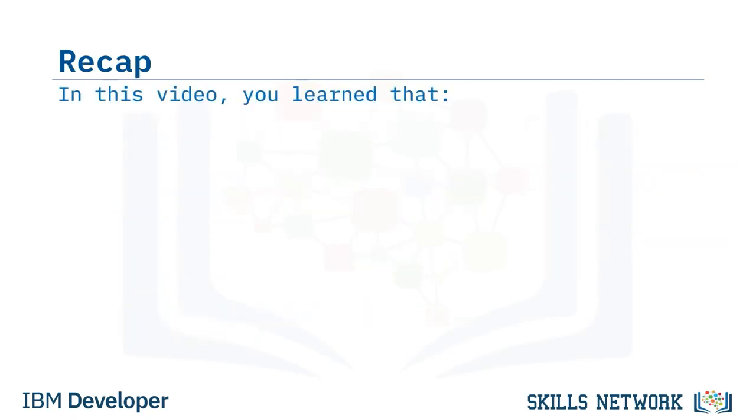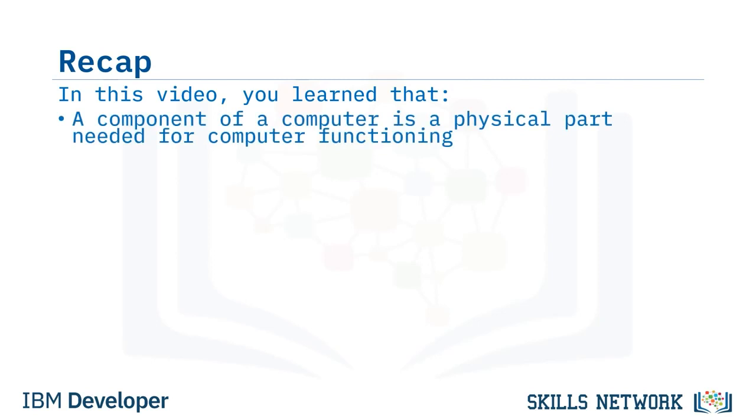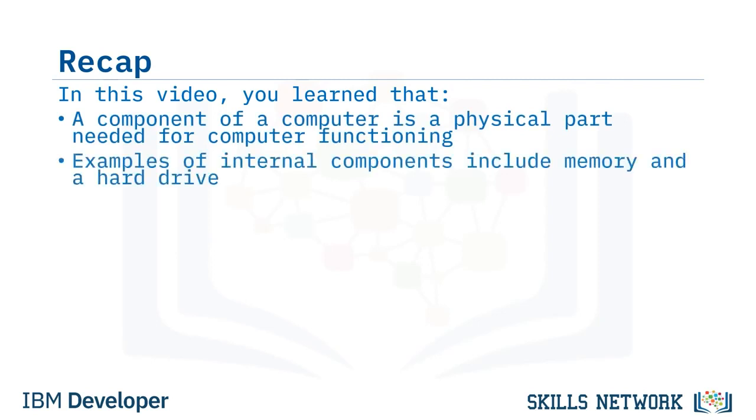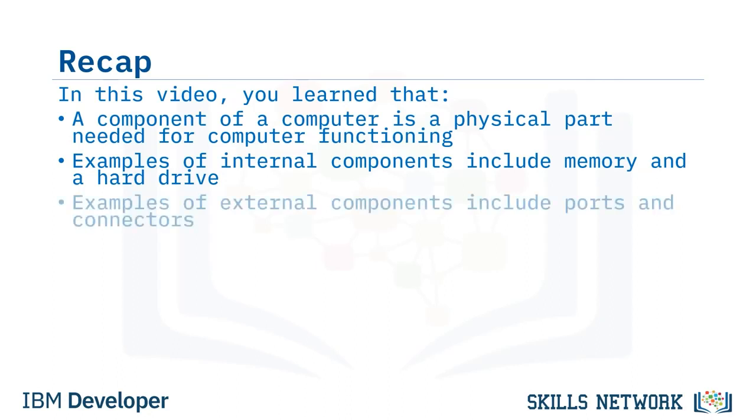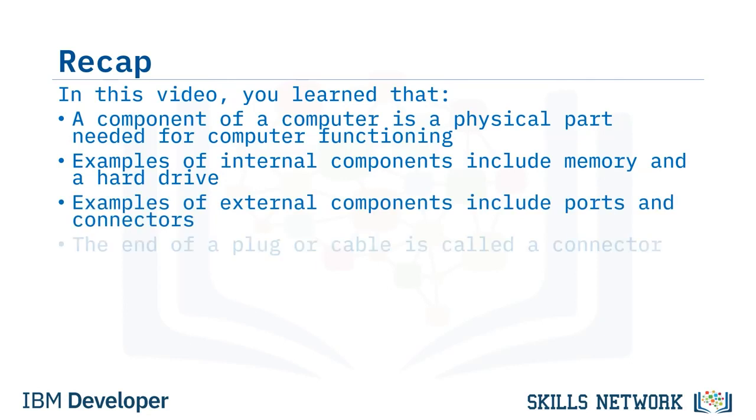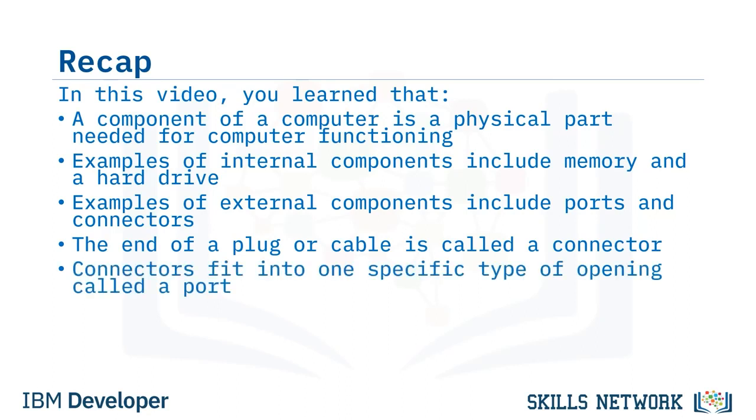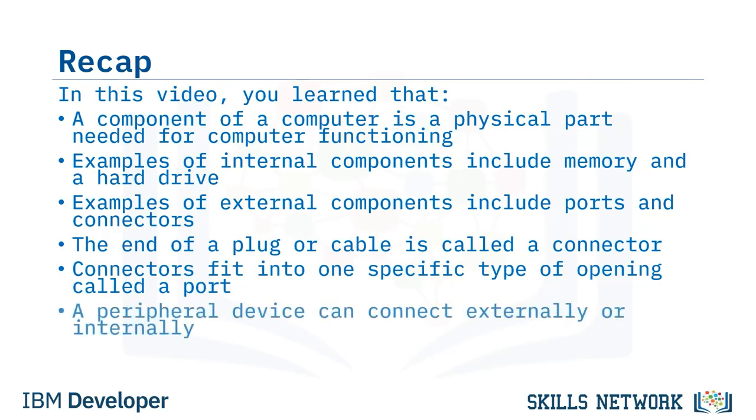In this video, you learned that a component of a computer is a physical part needed for computer functioning. Examples of internal components include memory and a hard drive. Examples of external components include ports and connectors. The end of a plug or cable is called a connector. Connectors fit into one specific type of opening called a port. And a peripheral device can connect externally or internally.